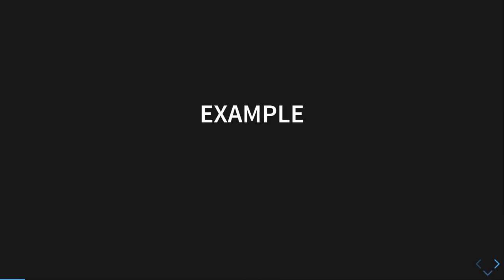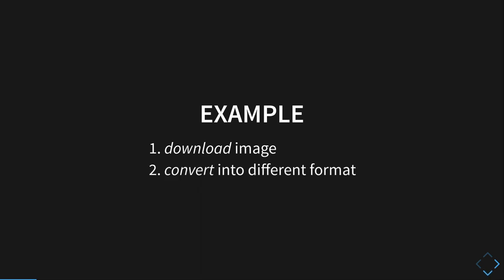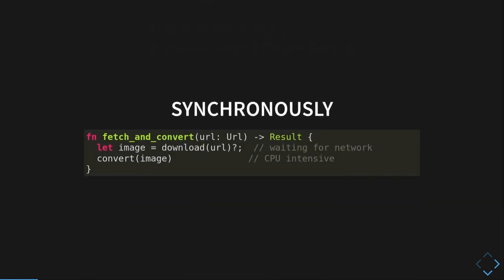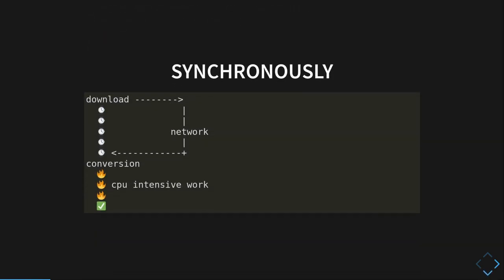So why would we need futures? Let's take an example that I took from my work, in a simplified form. Let's say you want to download an image and then convert it into a different format. Synchronously, you would do something like that. You have a function fetch_and_convert that takes a URL of an image and returns some kind of result. You download the image from the URL, returning errors on the way, and then you convert it. The download is waiting for the network, and the conversion is CPU intensive. I have a little diagram here for you.